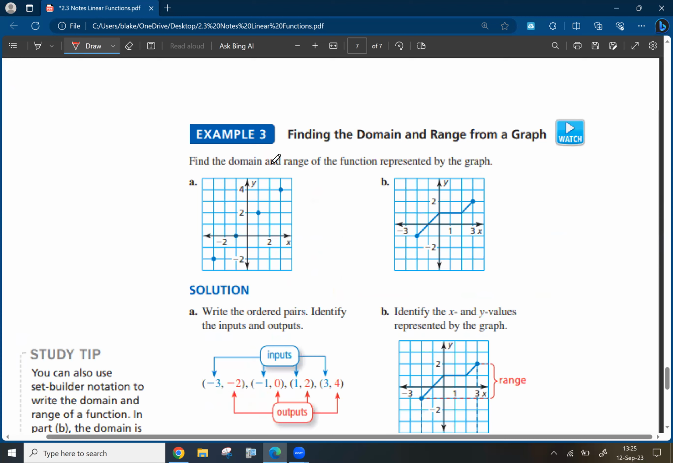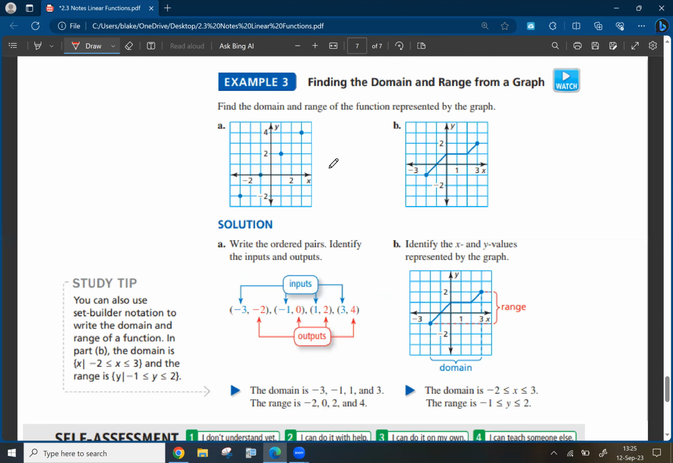All right, and then the last thing we're going to talk about is domain and range, final page. So domain is our X values, our range is our Y values.